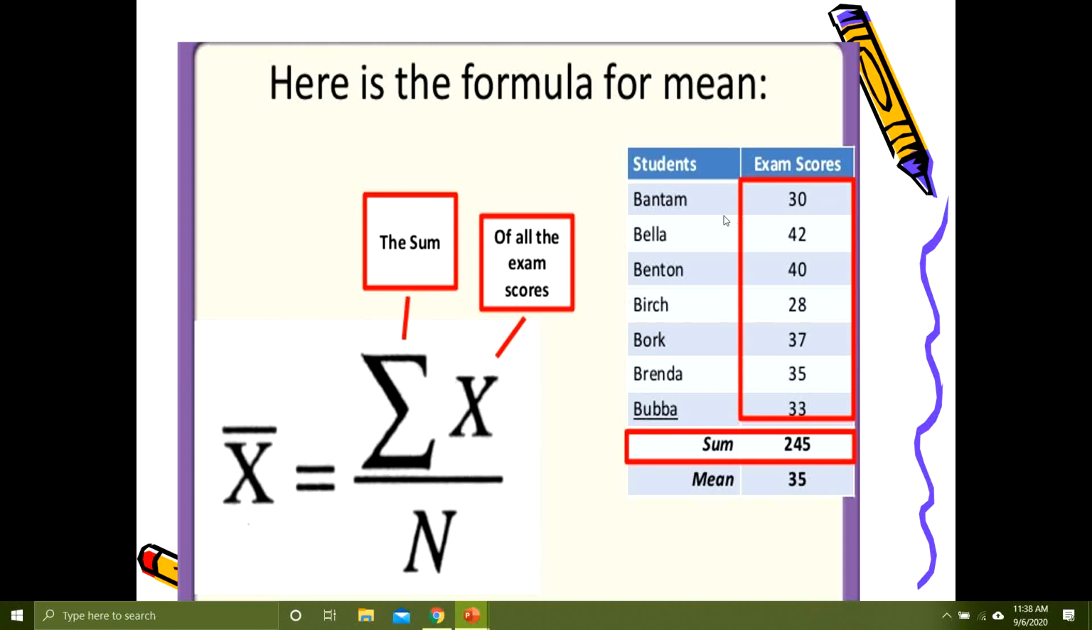So for example, a study was conducted in which these students showed these exam scores. What we will do is add them all, which will be 245, and divide them by the total number of observations which were made, and this will give us the mean value.